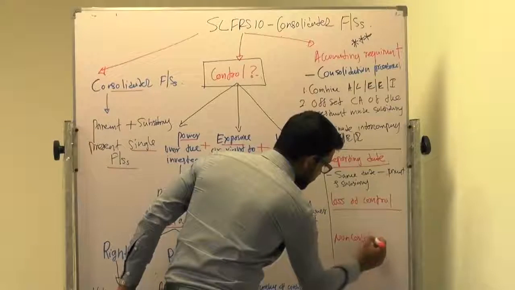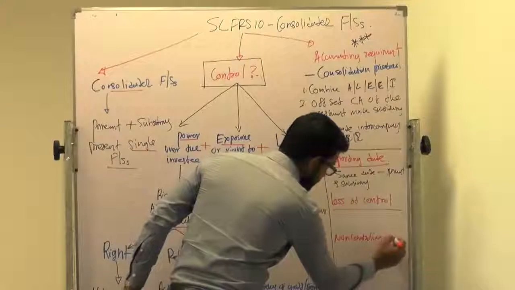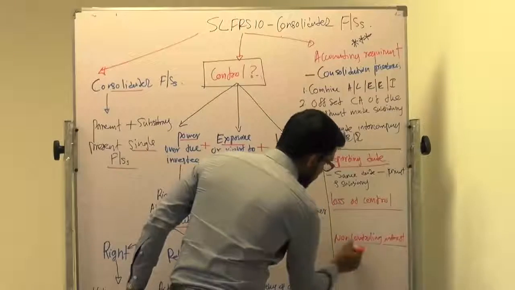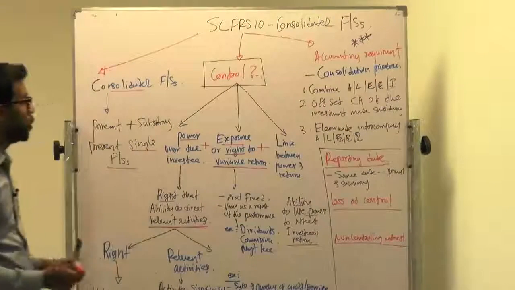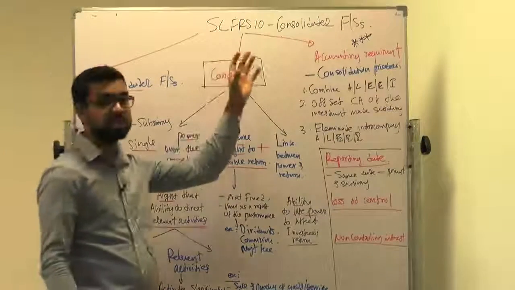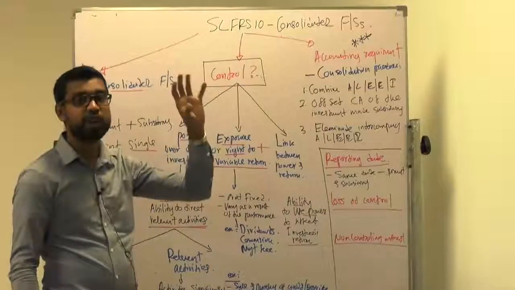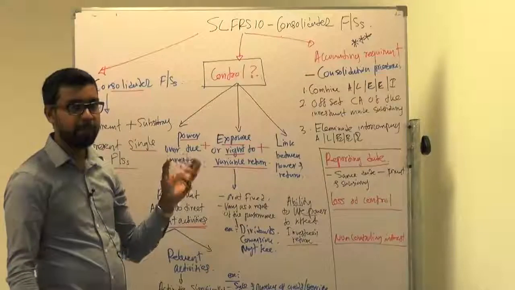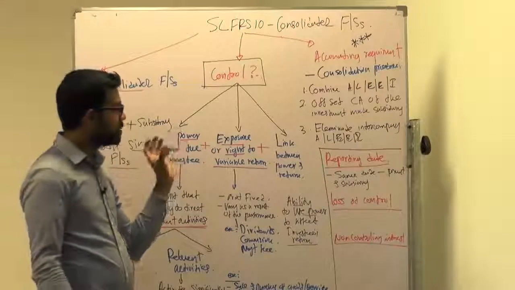Non-controlling interest. What should you do on minority? Majority is this. That's why the early standard explained minority interest, right? Minority interest. Now the standard has been changed.